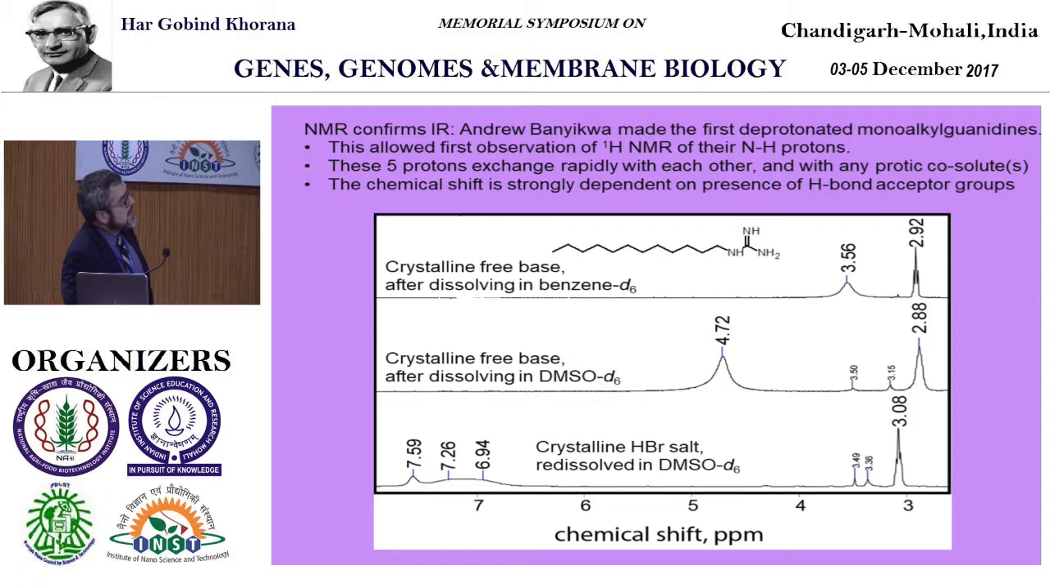Now, the results from the IR are also confirmed by NMR. So this is proton NMR, and we argue that this is the first observation of the chemical shifts of the protons on the guanidine group. So in benzene D6, we observe this at 3.56 parts per million. In DMSO, again the free base, we see that resonance at 4.72. These peaks correspond to an integrated area of four protons per dodecyl guanidine. And by comparison, this chemical shift value is much farther downfield in the hydrobromide salt, which can be made from this free base just by adding HBr, removing water, and then redissolving in DMSO D6.